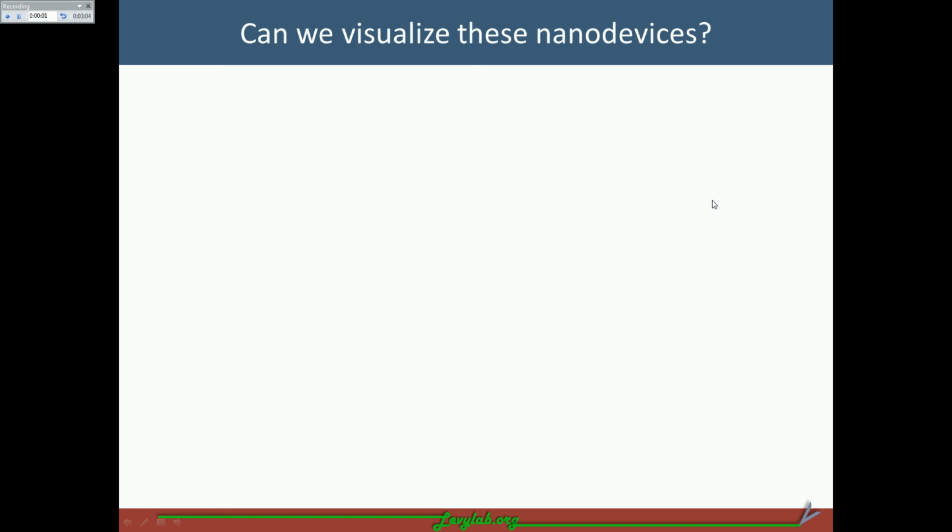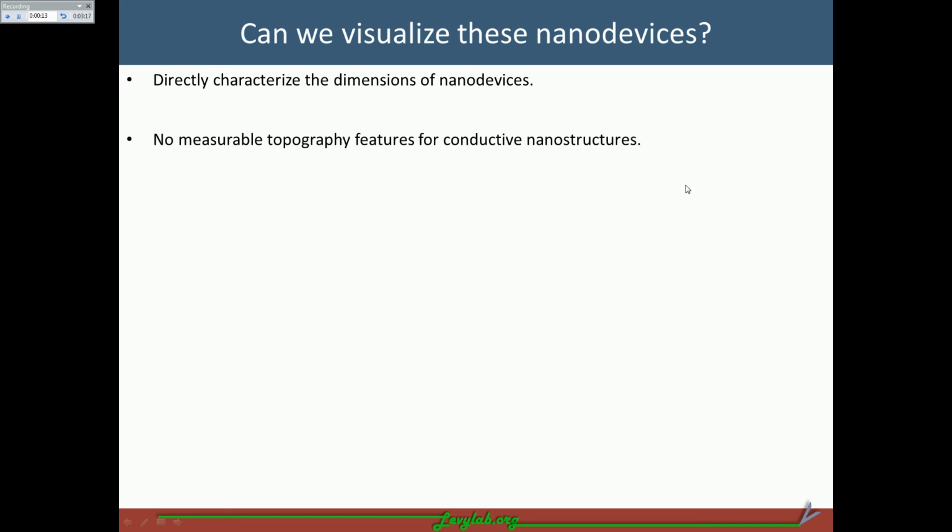So one question is, can we visualize these nano devices? Because if we can visualize these nano devices, we can directly characterize their dimensions. But there is a difficulty, which is that there are no measurable topographic features for the conductive nanostructures. So we must find some properties of the nano devices which can give us signals to measure, to visualize them.